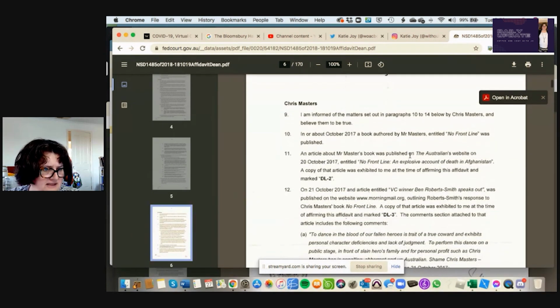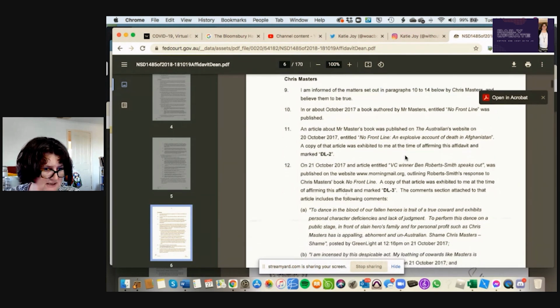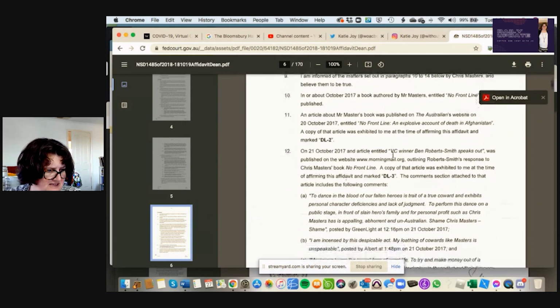I am informed of the matters set out in paragraphs 10 to 14 below by Chris Masters and believe them to be true. In or about October 2017, a book authored by Mr. Masters entitled No Frontline was published. An article about Mr. Masters' book was published on the Australian's website on 20th of October 2017, entitled No Frontline, an explosive account of death in Afghanistan. A copy of that article was exhibited to me at the time of affirming this affidavit.